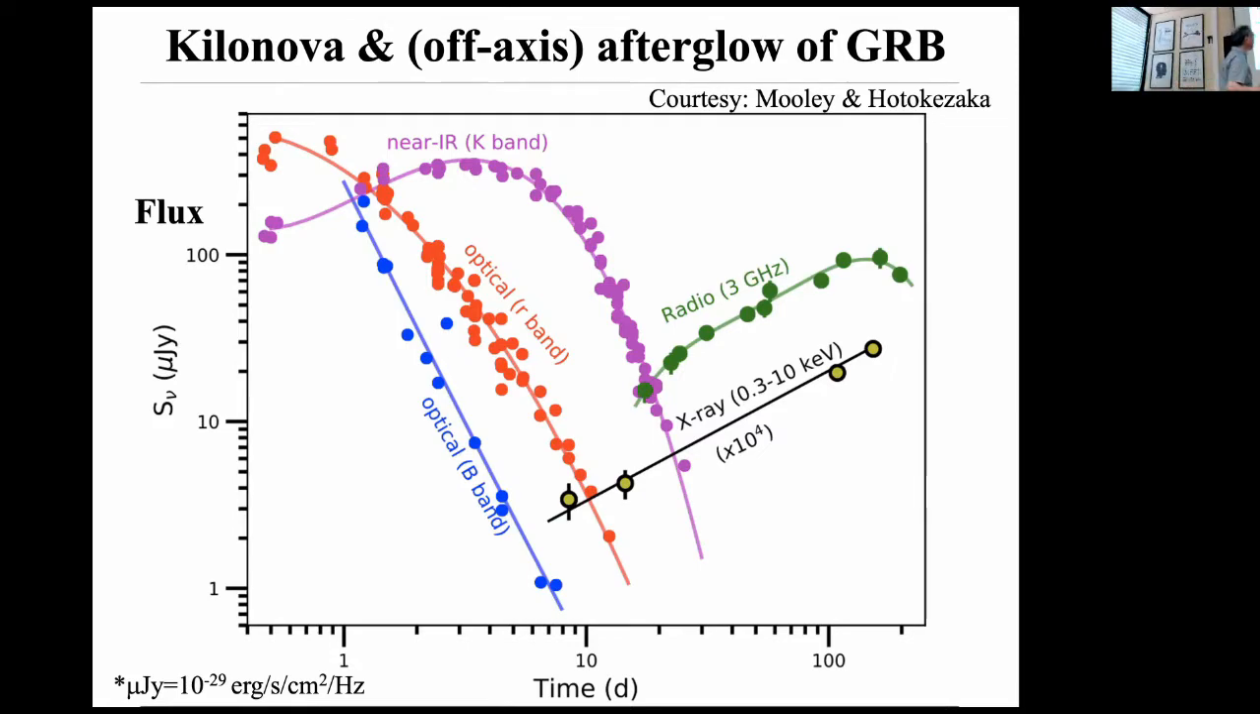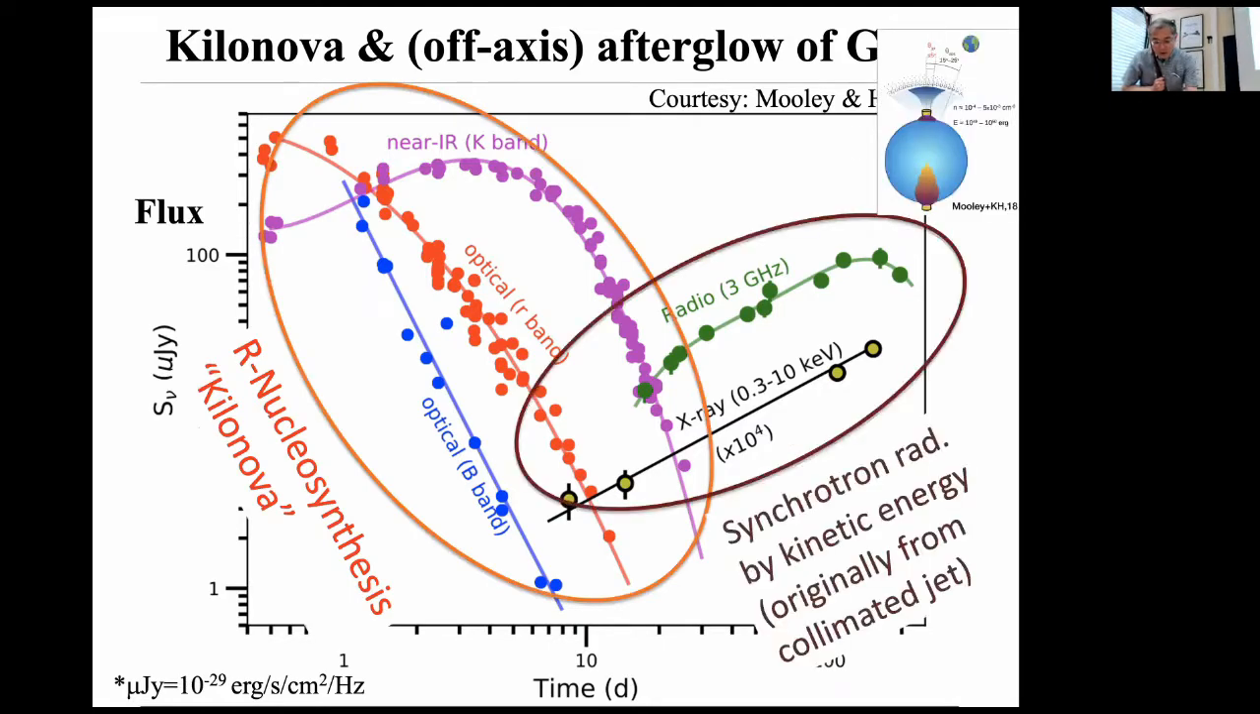Also, in addition, in the X-ray and the radio band, these kinds of electromagnetic signals were discovered. So one is a kilonova, and the other is synchrotron radiation by kinetic energy.